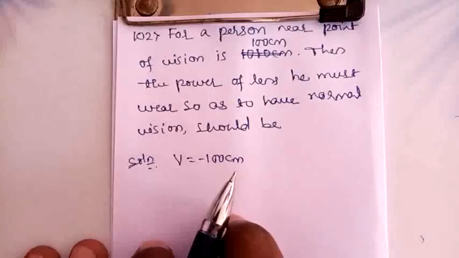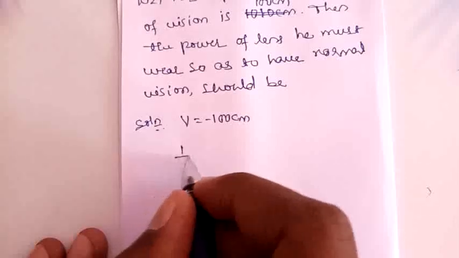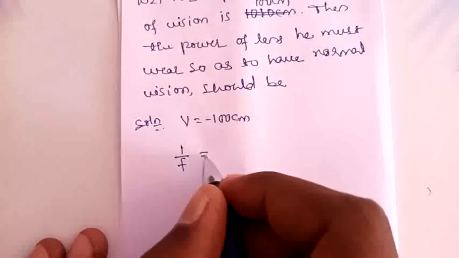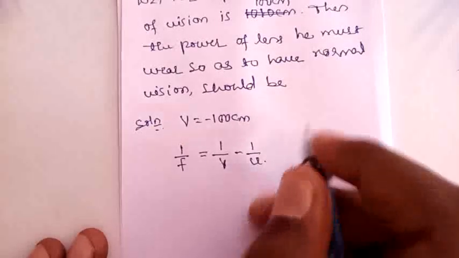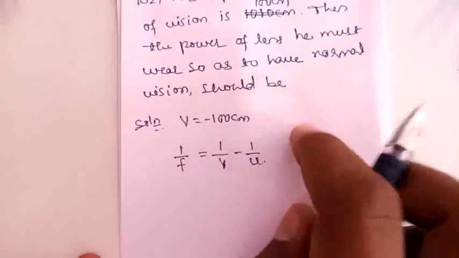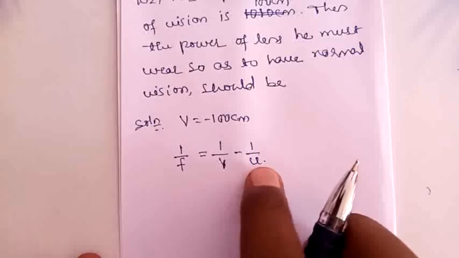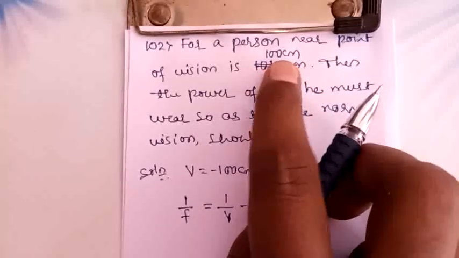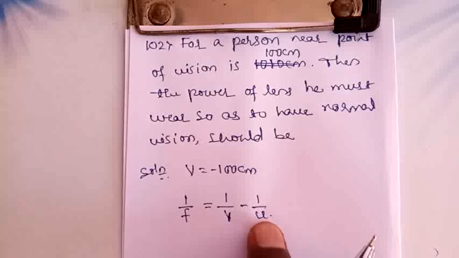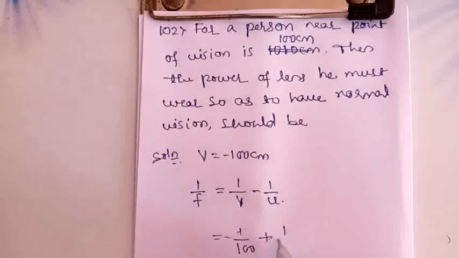Okay, so we have to find the power of the lens. So by using the lens formula, that is 1 by f is equal to 1 by v minus 1 by u. For the normal vision, means without any spectacle, the least distance of distinct vision can be taken as, for the normal eye, 25 centimeter, but at what distance is the object seen clearly now? 100 centimeter. Now we are going to take it as image distance, and 25 centimeter is the object distance. Then now we are going to take it as minus of 1 by 100, then plus 1 by 25.